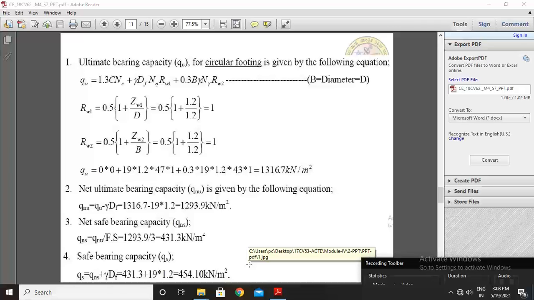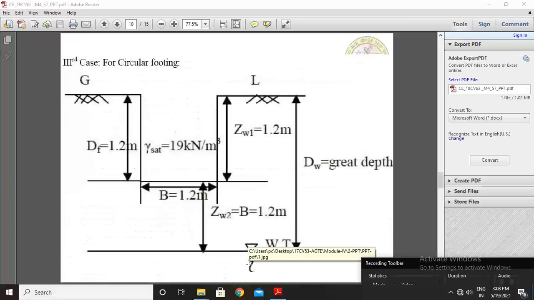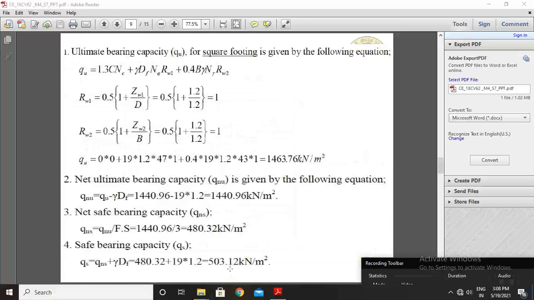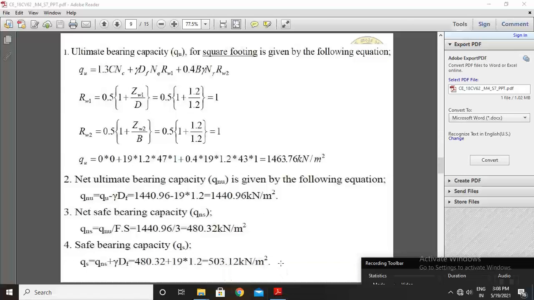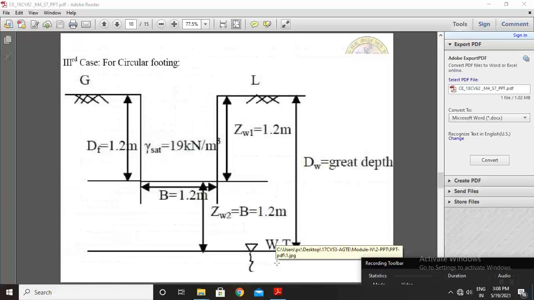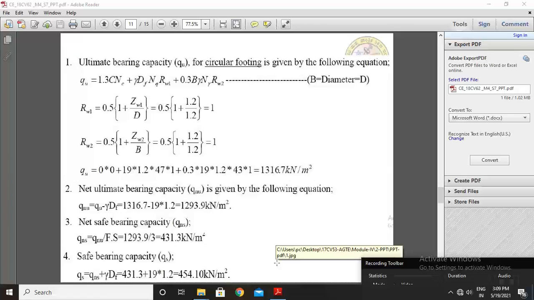Now you see how SBC has changed. For circular footing it is 454, for square footing it is 503, for strip footing it is 535. So if the shape of the footing changes, the SBC also changes. That is the main conclusion of solving these three types of problems based on the water table.